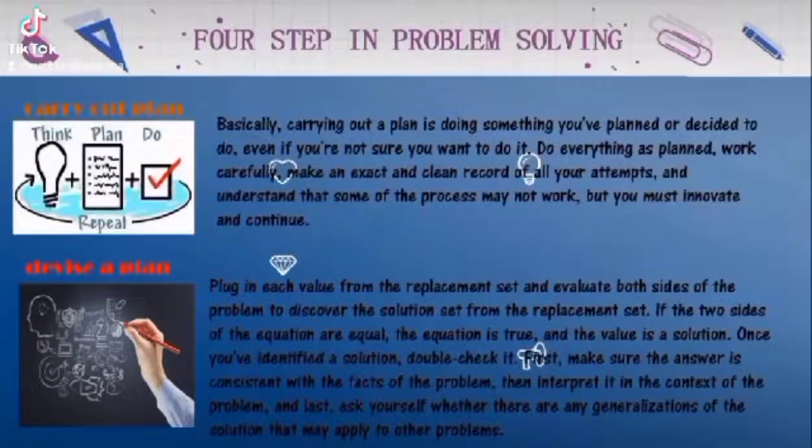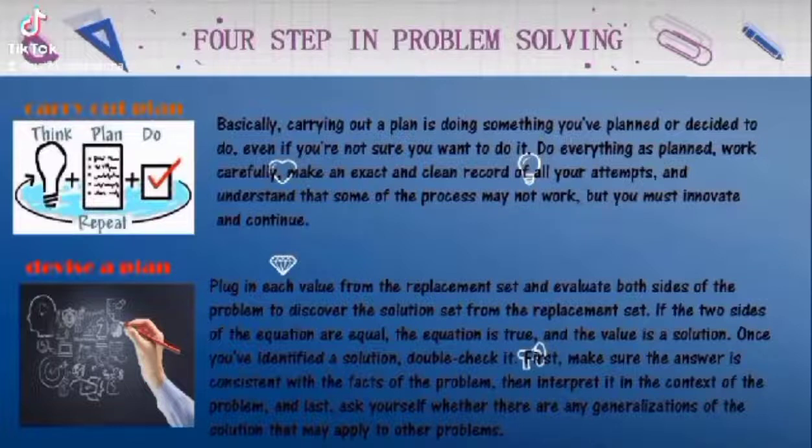Number 3, carry out the plan. Basically, carrying out a plan is doing something you've planned or decided to do, even if you're not sure you want to do it. Do everything as planned, work carefully, make an exact and clean record of your attempts, and understand that some of the process may not work, but you must innovate and continue. Carry out the plan that you devised.